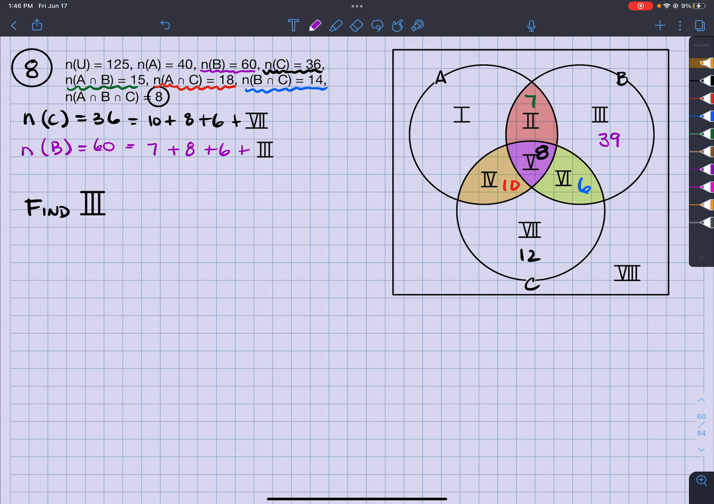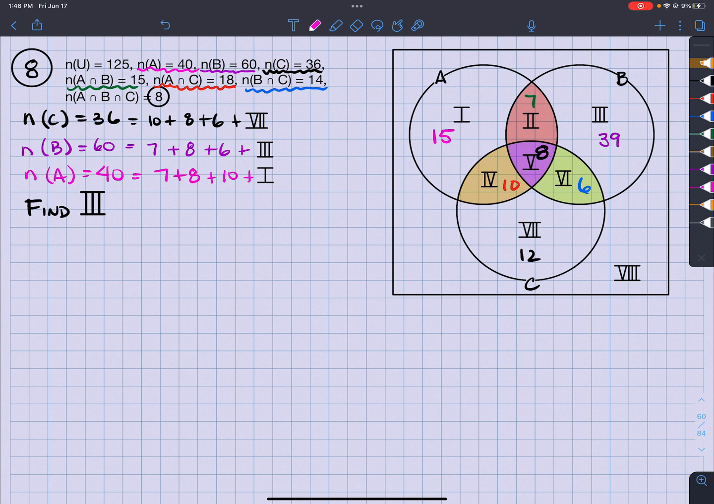And then if I look at region A, well, N of A is equal to 40. And that's going to equal the 7 plus the 8 plus the 10 plus region 1. There we go. So that's going to be 40 minus 7 minus 8 minus 10, which is going to be 15 in here. Okay.